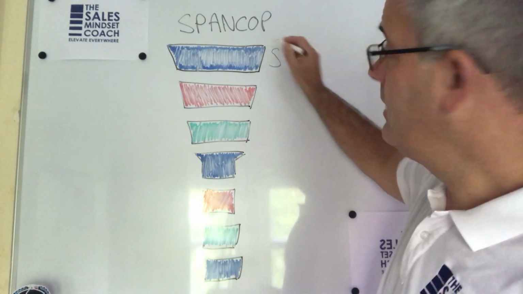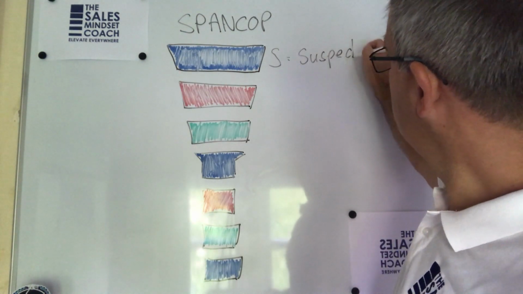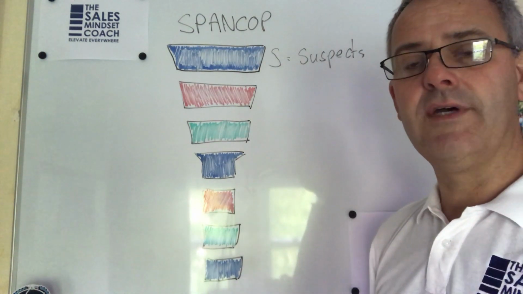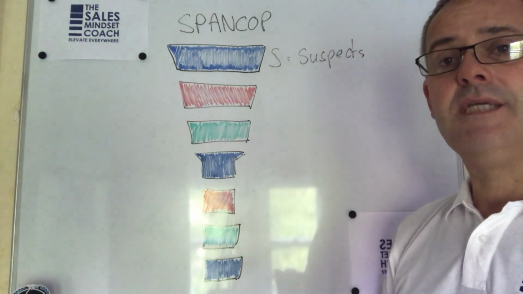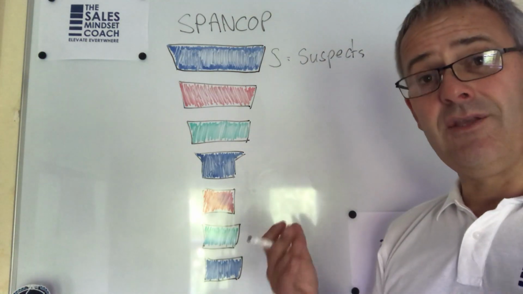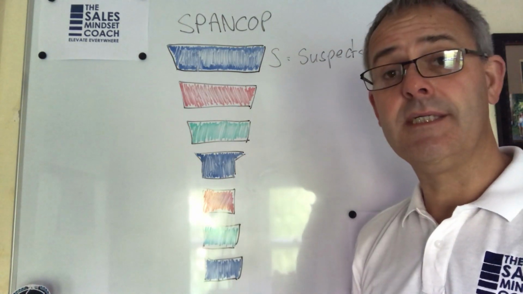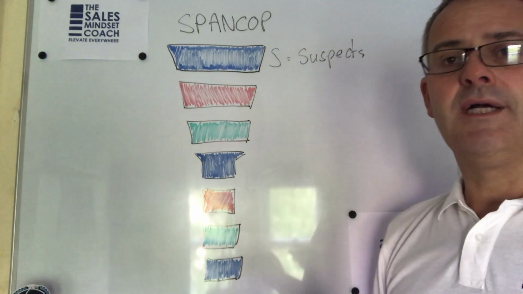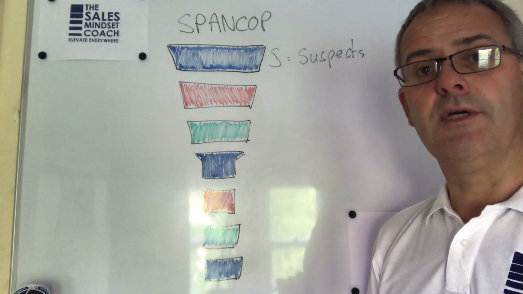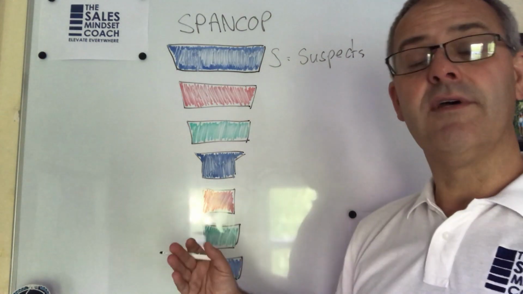So in the first, the S, this is your suspects. So this is your total population, your total universe of opportunities that are in your area, in your field, in your ideal prospect list, let's say your databases. This is everybody that you feel at some point might value from your products, your service, or need your products or services. So you're keeping them on your database. So that's the first step, that you actually have your universe defined.